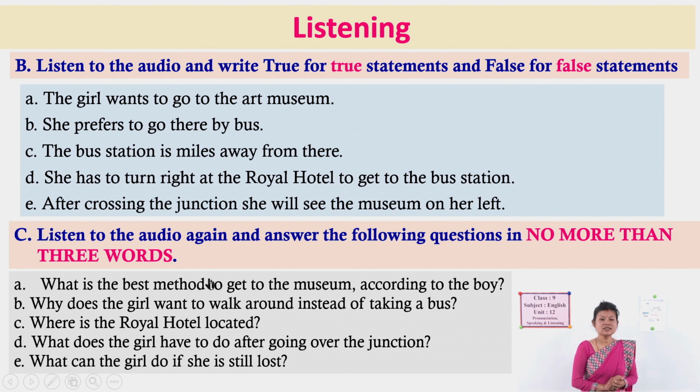There is one more exercise, dear students, at C. Listen to the audio again and answer the following questions in no more than 3 words. So, while writing the answers to these questions, you need not write a whole sentence. Within 3 words, you can answer. And the questions are like this. A, what is the best method to get to the museum according to the boy? So, what is the best method? How can one get to the museum easily? B, why does the girl want to walk around instead of taking a bus? C, where is the Royal Hotel located? D, what does the girl have to do after going over the junction? And E, what can the girl do if she is still lost? So, these are the tasks you have to do after listening.